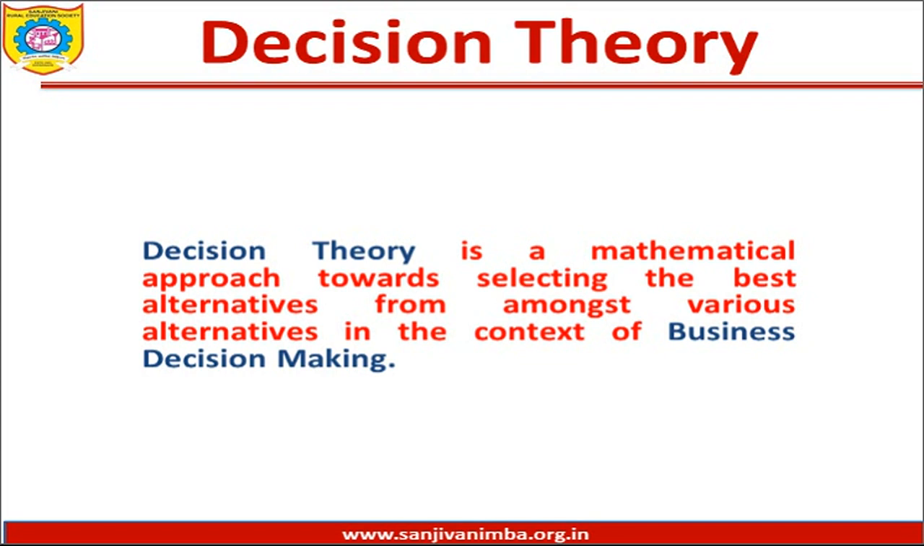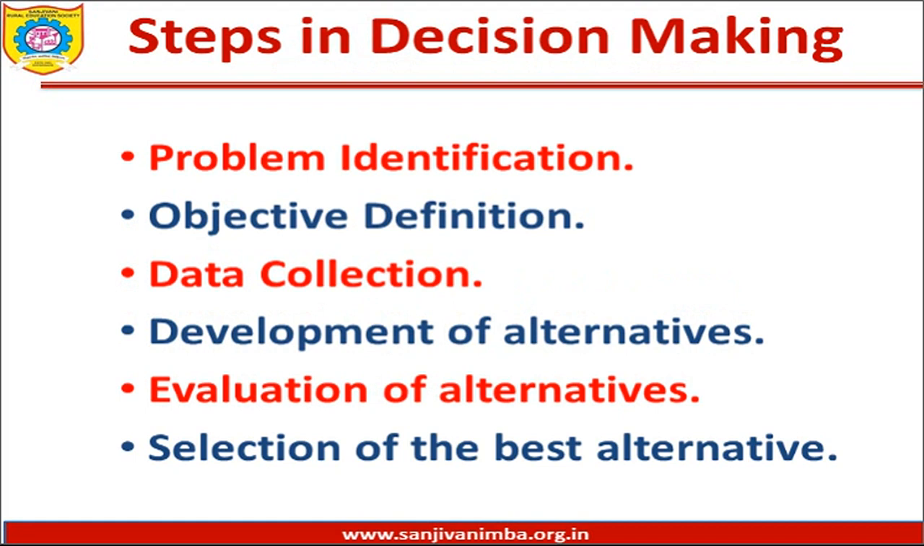Moving further, the various steps involved in the process of decision making are: number one, you have to identify the problem. Secondly, you have to define the objective for which you will be striving. Number three, you need to collect the data if it is not available. If it is available, then it's okay. Number four, you have to develop the various possible combinations which a decision maker can opt for, or you have to develop the several alternatives associated with a particular decision.